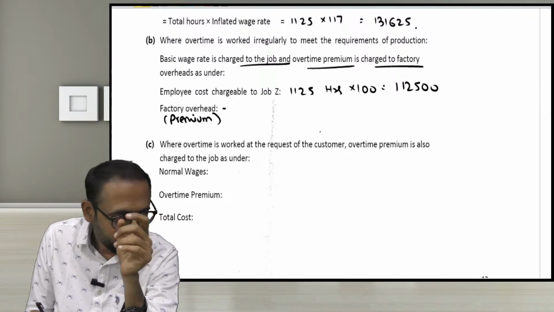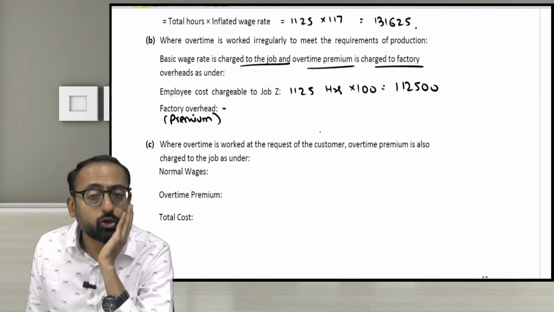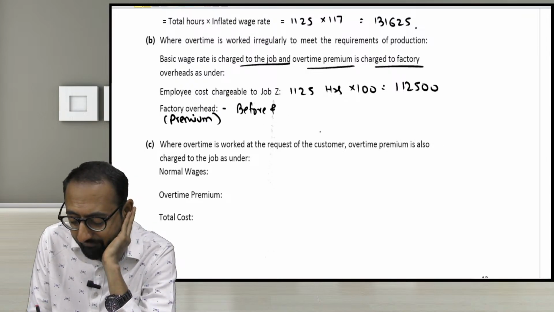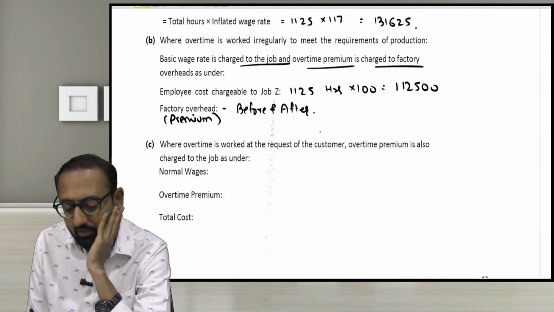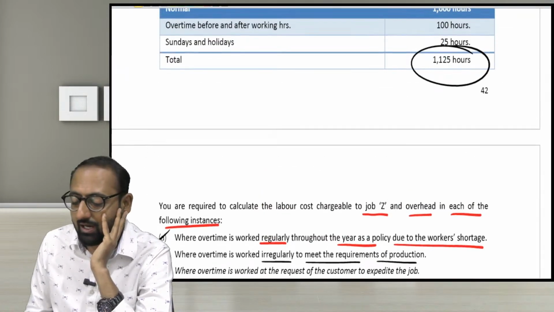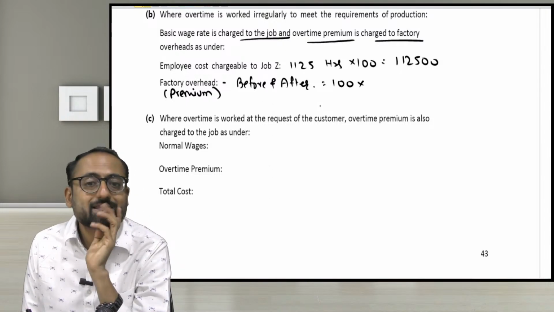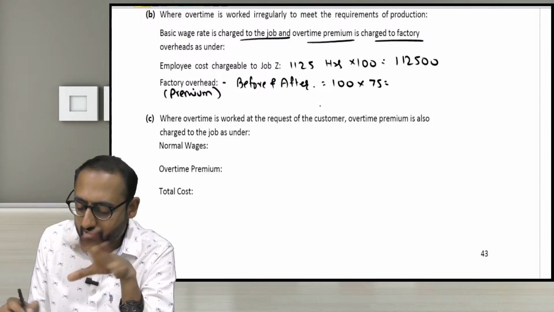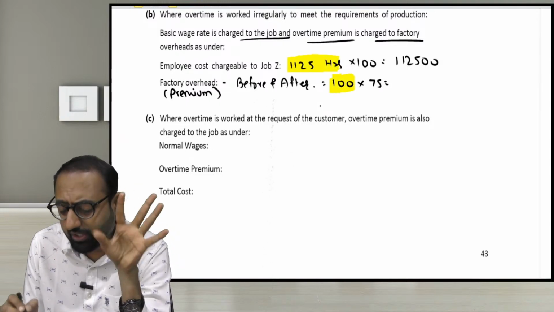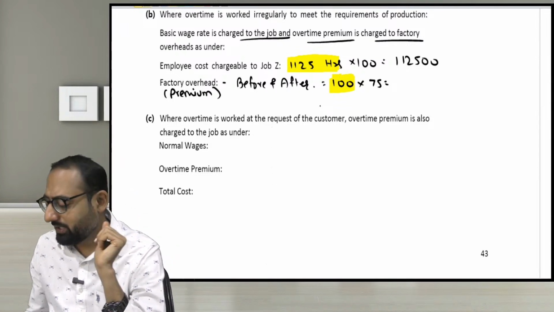Now the premium will be transferred to factory overhead. What do you mean by premium? Extra is called premium. Now, how much extra have you worked before and after? How many hours have you worked for job number Z before and after your normal time? It is given as 100 hours. So that 100 hours will be multiplied, but don't multiply with 175. Now you will multiply with 75, because already in that 1125 hours, 100 hours are already included. So basic wages are already covered. Here we are talking about the premium part. So premium will be 7,500.